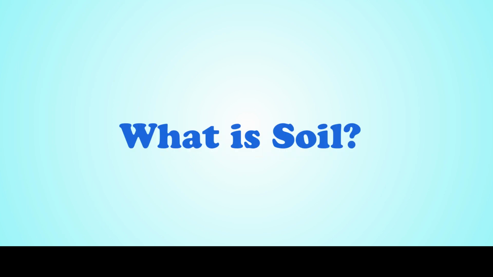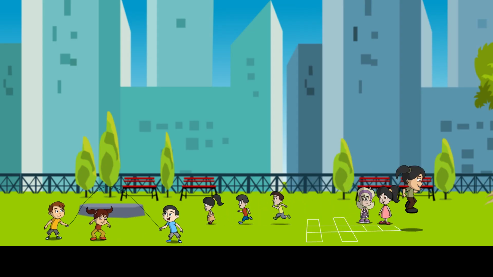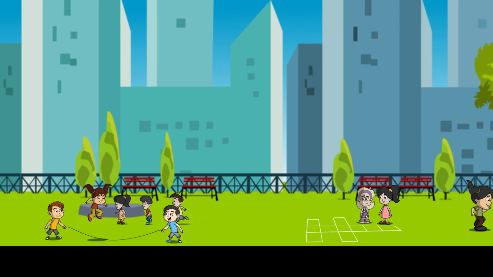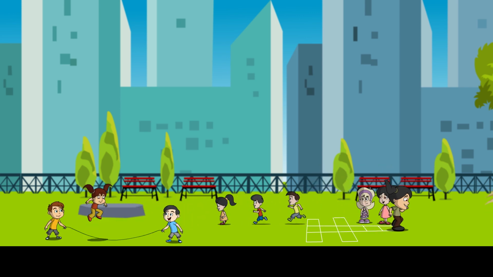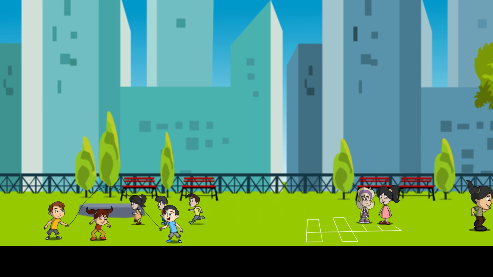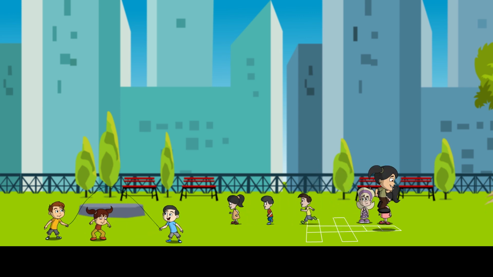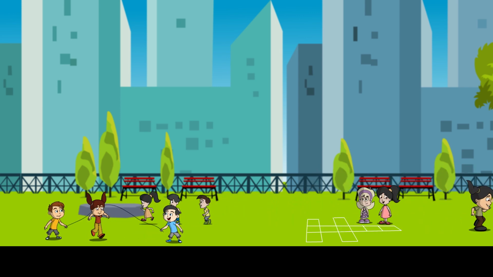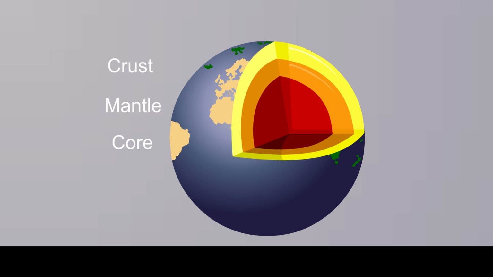Time to know. What is soil? Remember playing in the dirt with your friends? You probably didn't put too much thought into how that dirt was formed or even what it was made of. Dirt is dirt, right? Well, actually, the dirt is called soil. And soil is a mixture of mineral and organic material that sits just below Earth's surface.